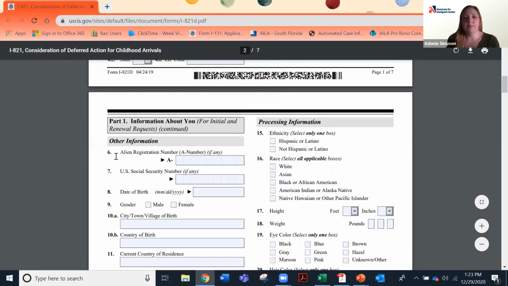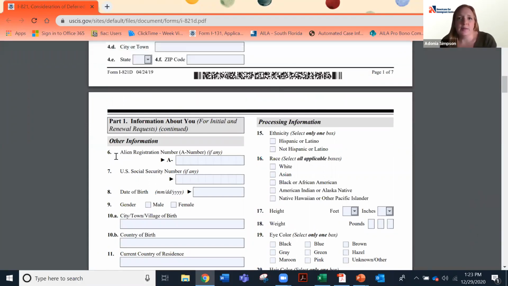Okay, next is the A number. It's a 9-digit number. If you have ever applied for an immigration benefit or had contact with immigration, you likely have an A number. If not, that's completely fine. You can leave that blank. One will be issued to you upon processing of your application.